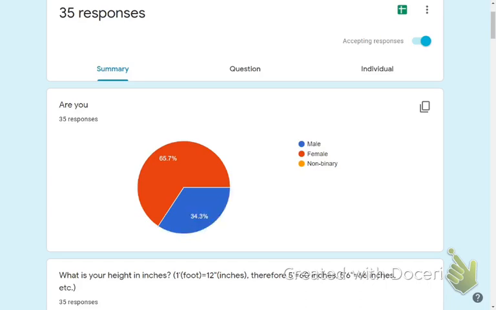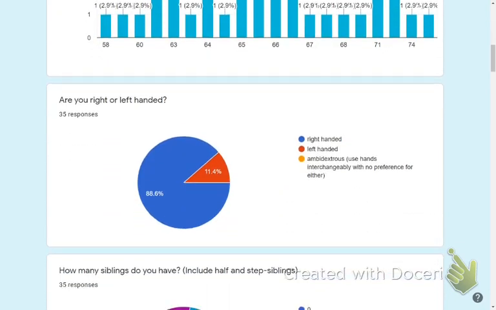And then we're also going to look at right-handed or left-handed. So 88.6% of the people that took the survey identified as being right-handed. That's 31 of the respondents, and 11.4% responded that they were left-handed. That is 4 of the people that responded. Again, we had another option here, ambidextrous, people who use their hands interchangeably with no preference for either, but nobody that completed this survey actually selected that option.